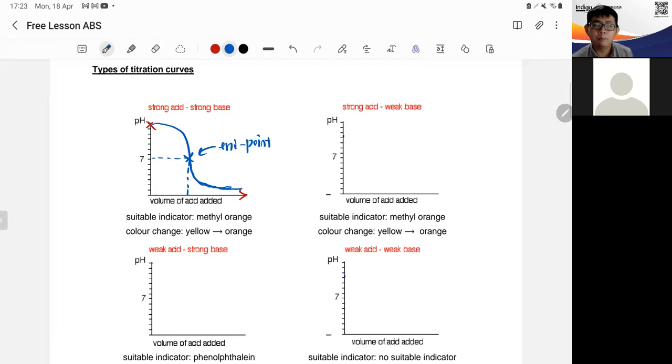Beyond that endpoint, me adding more acid just makes the solution acidic, and it should reflect the acidic nature of the solution. How strong is it?